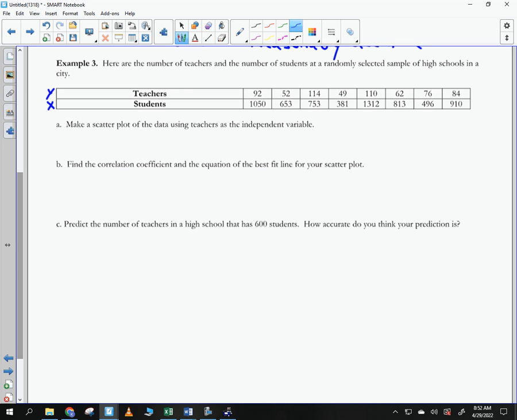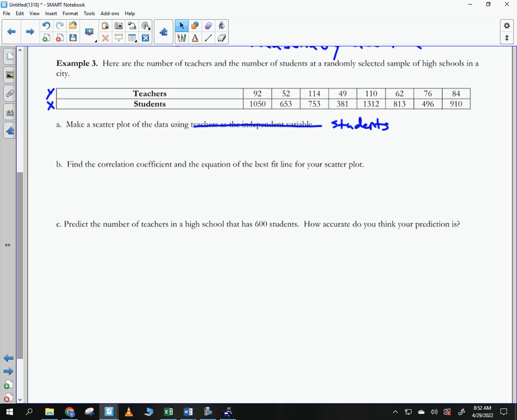So it says make a scatter plot using teachers as the independent variable. No, not teachers as the independent variable. Whoever wrote that was not thinking right. So using students. That should be the independent variable because the number of students will then determine the number of teachers that you have. So it says make a scatter plot of this data.